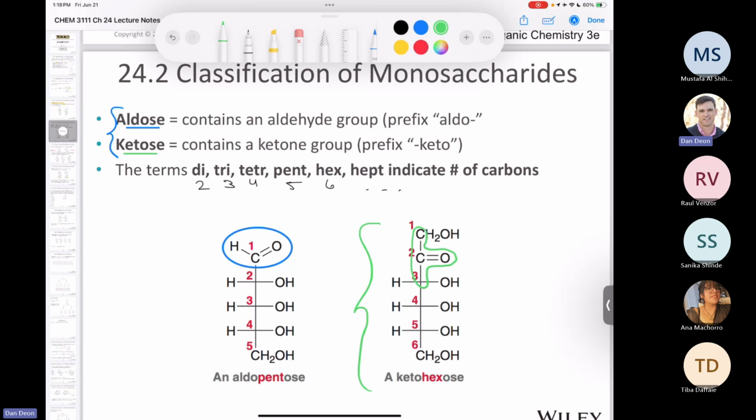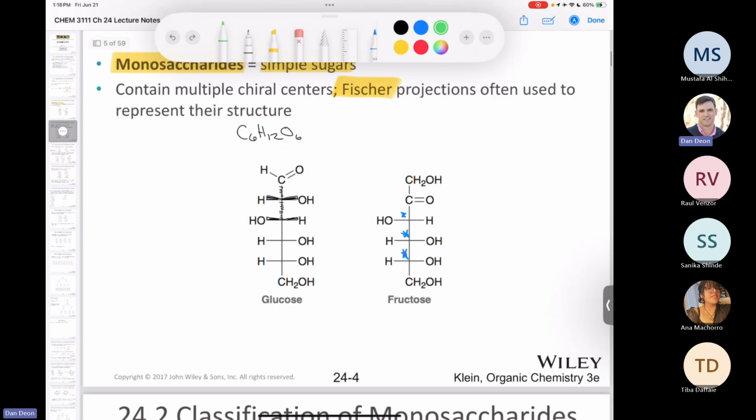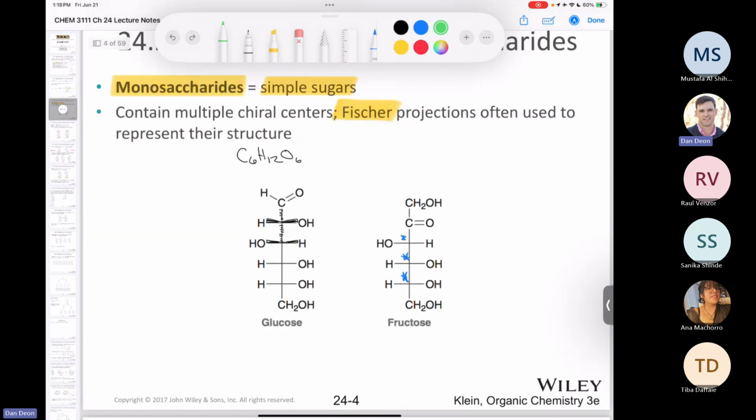Give me a thumbs up if you're with me so far. Aldose indicates we have an aldehyde in our molecule. Ketose indicates we have a ketone in our molecule. We use the prefix di, tri, tetra, penta, hepta, hexa to indicate the number of carbons. And so glucose, if we go back to glucose here, how would we classify it? We would say that glucose is an aldose.